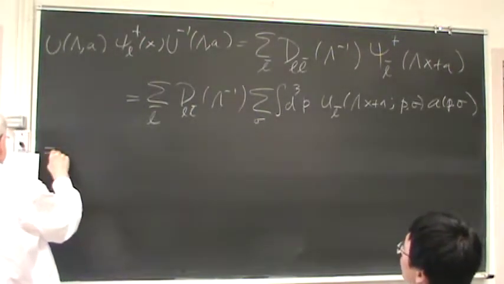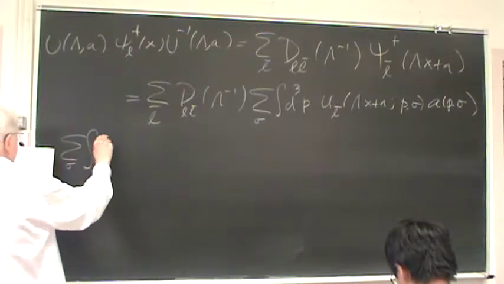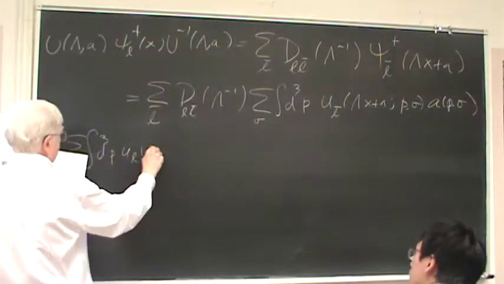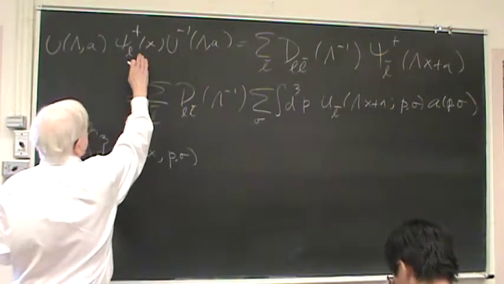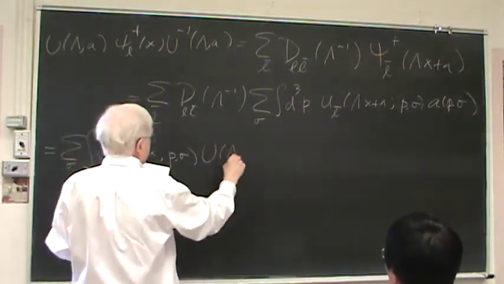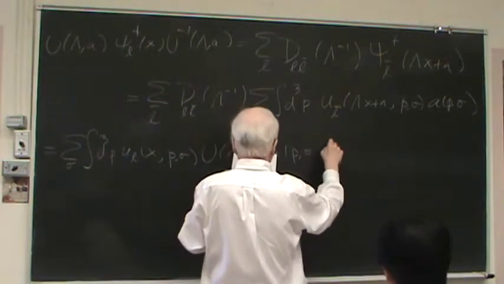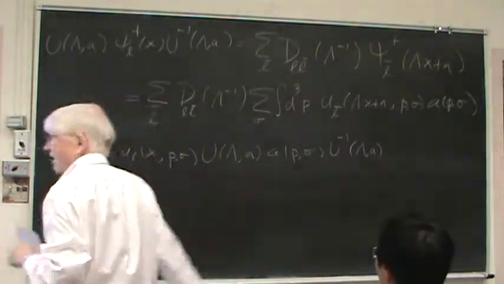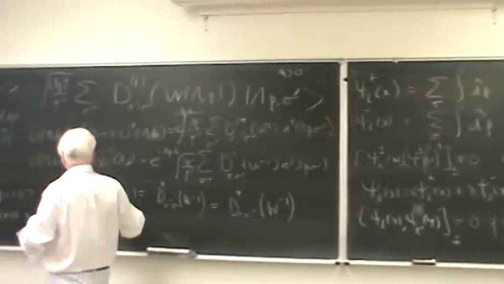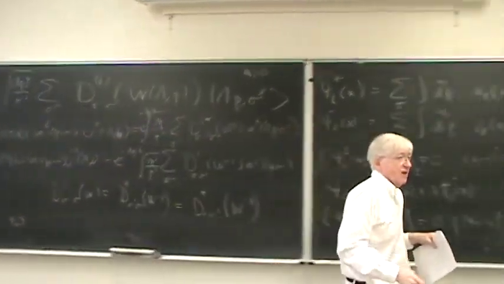That means that this has to be sum on sigma integral dqp U^L of x semicolon p sigma. So this is just that. And then it's U of lambda and A, of a of p and sigma, U inverse of lambda and A. And now we know how those transform, namely, they go like this. The a's transform this way, the a daggers that way, or the b daggers that way.